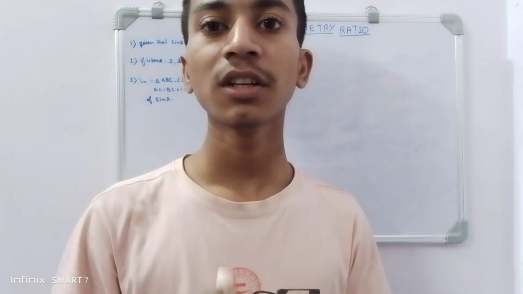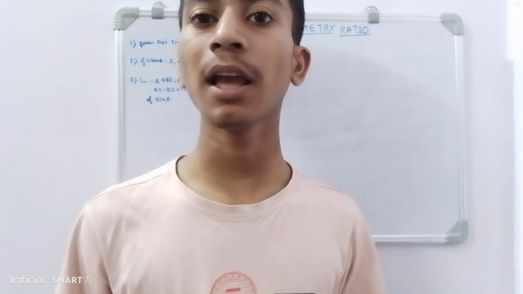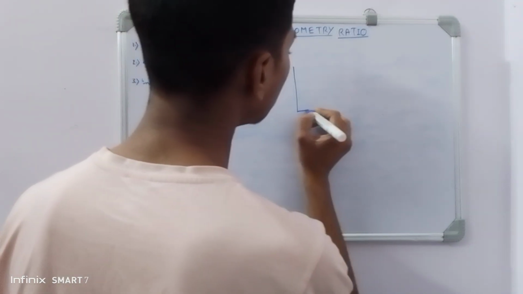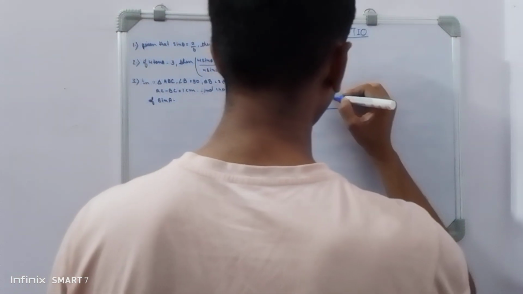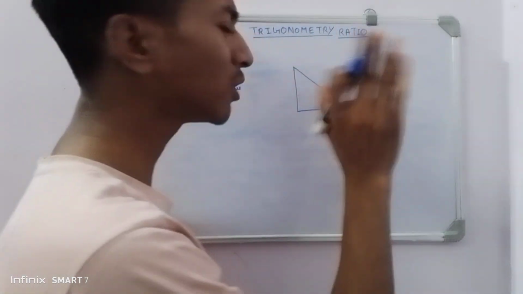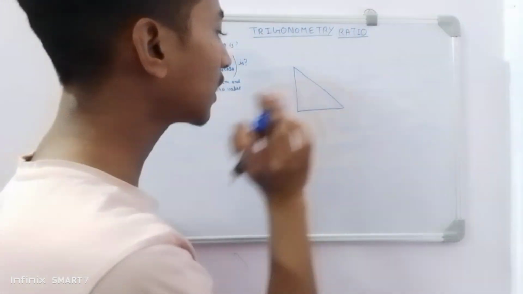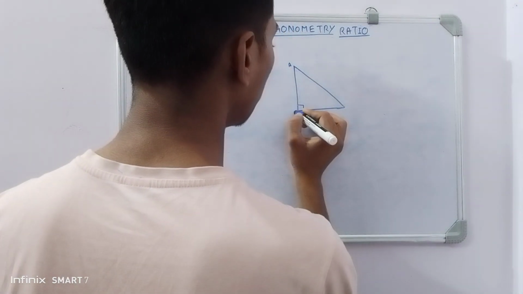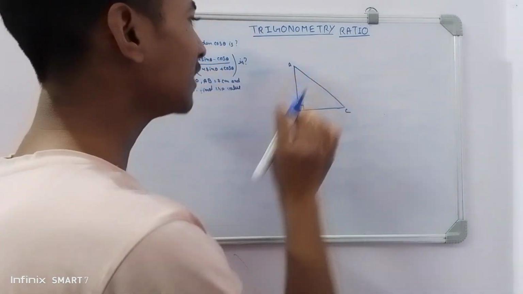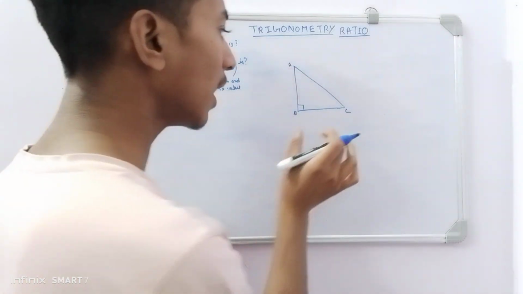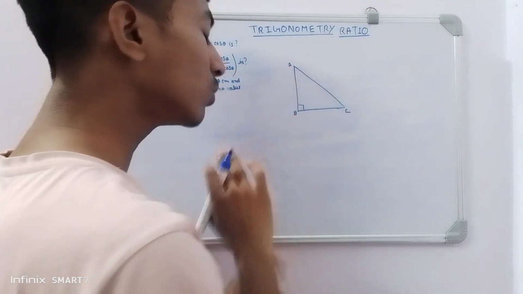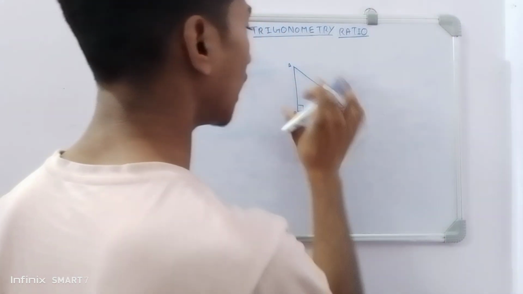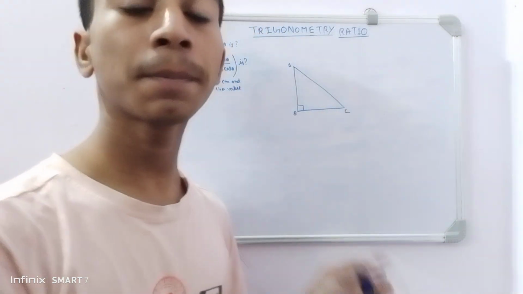Right angle means one angle must be 90. So let's suppose one angle is 90. So this is the right angle triangle. Whenever you hear the name trigonometry, you have to relate it with the right angle. So we have a right angle triangle named A, B, and C. As you know, AC is the hypotenuse, and BC and AB you may also know from your previous knowledge that BC is the base and AB is the perpendicular.